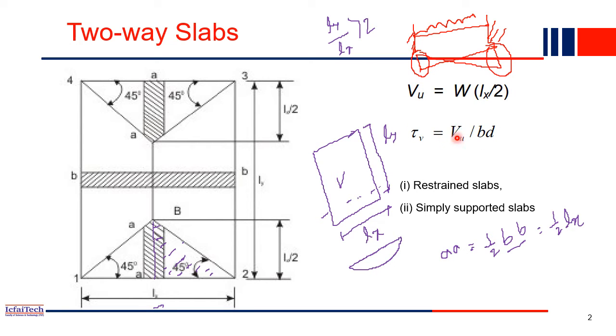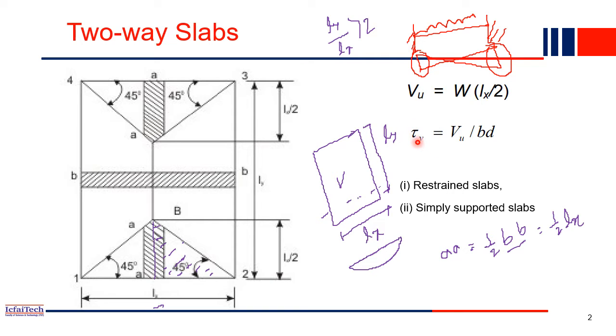So shear stress will be what? Shear force by cross-sectional area. So shear force is what? Vu is the shear force, divided by cross-sectional area, which is B into D. If you consider a strip, it has some depth, that is D, and width is normally 1 meter we consider in a slab. So that is B is 1 meter. Whatever it may be, that tau v will be generated.